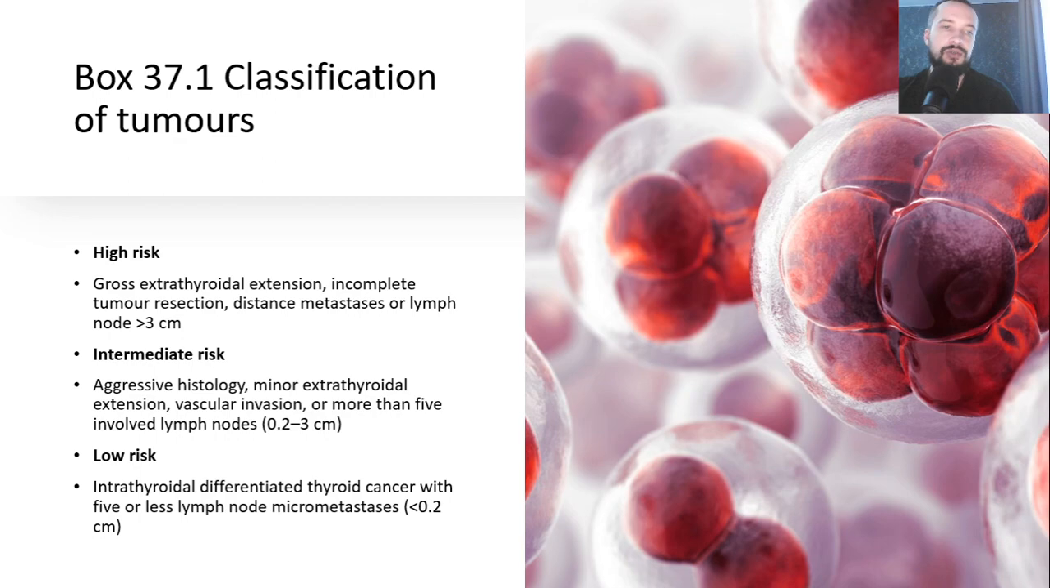Classification of tumors: high, intermediate, and low risks. High risk: gross extrathyroidal extension, incomplete tumor resection, distant metastasis, or lymph node more than 3 cm. Intermediate risk: aggressive histology, minor extrathyroidal extension, vascular invasion, or more than 5 involved lymph nodes. Low risk: intrathyroidal differentiated thyroid cancer with 5 or fewer lymph node micrometastases.